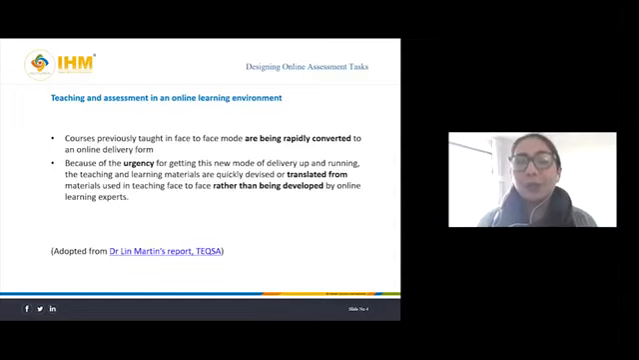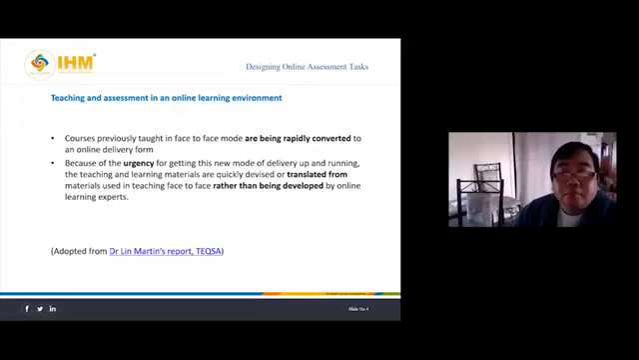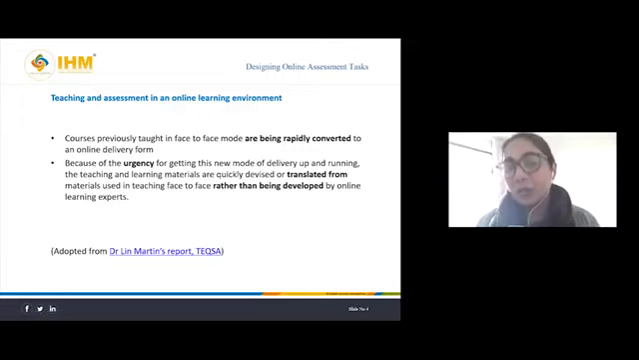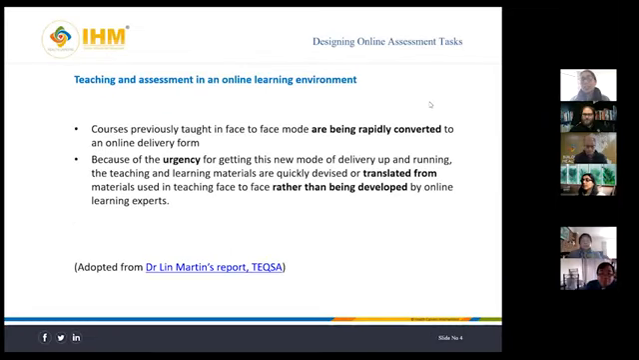Looking at the main topic, teaching and assessment in an online learning environment. So what I have read through in this one is, I'm just going to make it more visible. Lovely. So there's a report on the TechSA website on good practice in online learning from Dr. Lynn Martin. And the report says that the majority of the institutes, the courses, the units that they were previously teaching face-to-face, were just rapidly converted to online delivery.